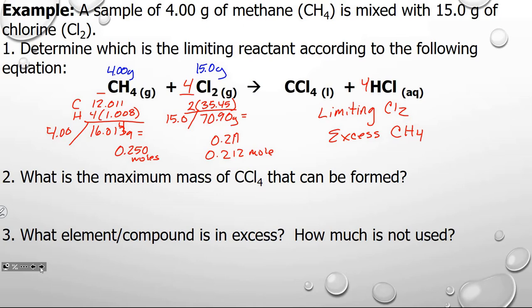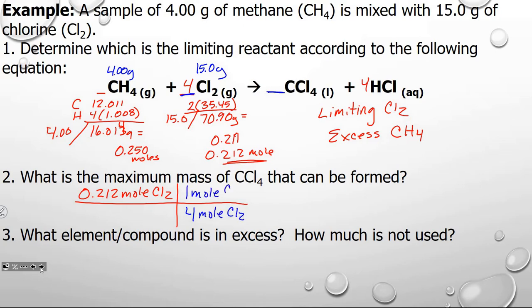Okay, so now what it wants to say is, okay, then how much carbon tetrachloride can be formed? I take my limiting, which I kept the mole, so I don't have to do more work, and I'm going to start with 0.212 moles of chlorine. And I'm going to use the ratios here. I'm going to use this ratio to this ratio. So for every 4 moles of chlorine, I get 1 mole of CCl4.